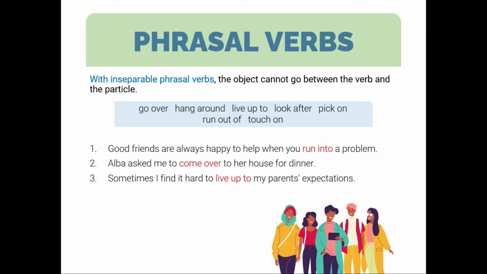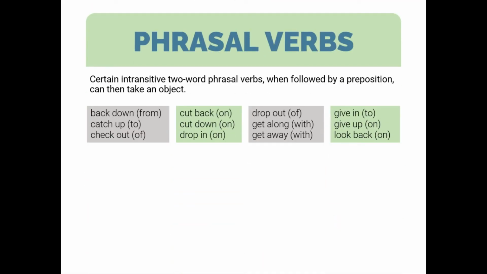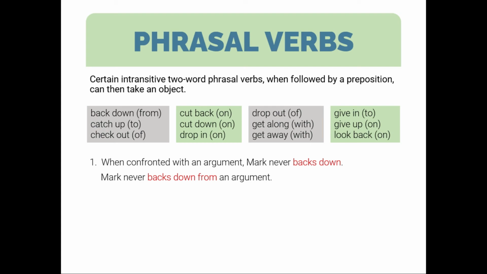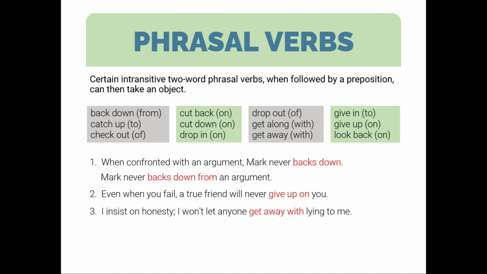Now, certain intransitive two-word phrasal verbs like these, when followed by a preposition, can then take an object. Now let's see a few examples. Number 1. When confronted with an argument, Mark never backs down. Or you can say, Mark never backs down from an argument. Number 2. Even when you fail, a true friend will never give up on you. Number 3. I insist on honesty. I won't let anyone get away with lying to me.